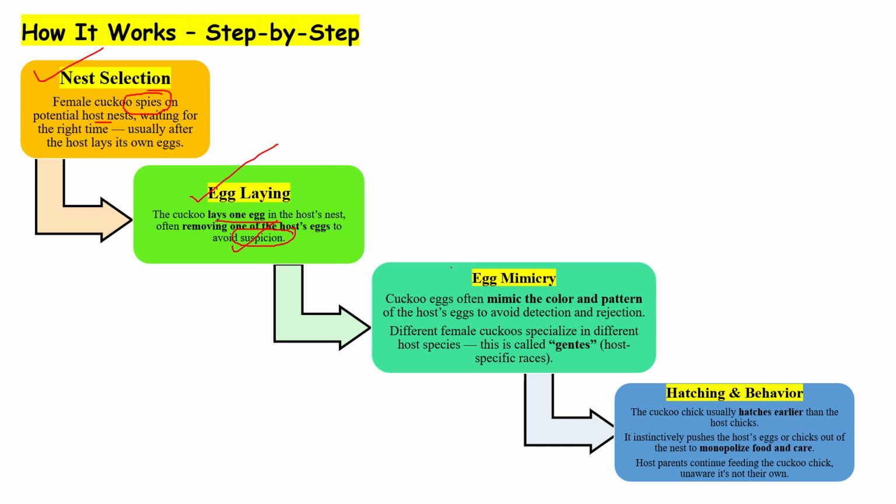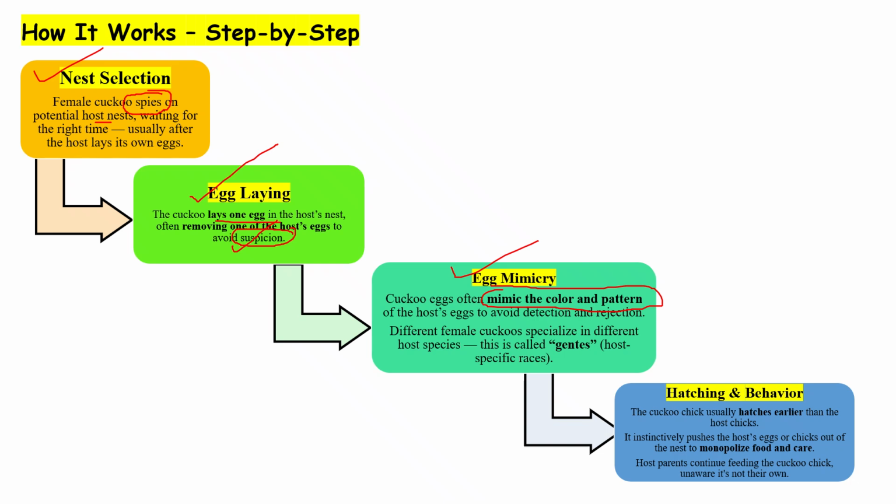Then comes egg mimicry. While choosing a nest, the cuckoo will make sure that she mimics. Mimicry is a type of art seen in animals or birds, where they act like each other. The cuckoo's eggs often mimic the color and the pattern of the host egg to avoid detection and rejection. So she will choose the host egg's color which is similar to her egg color.